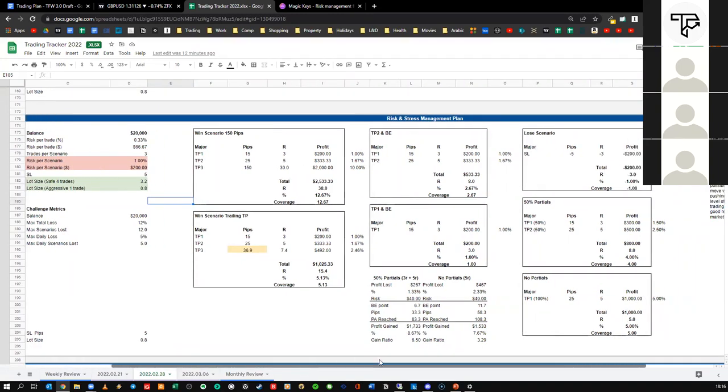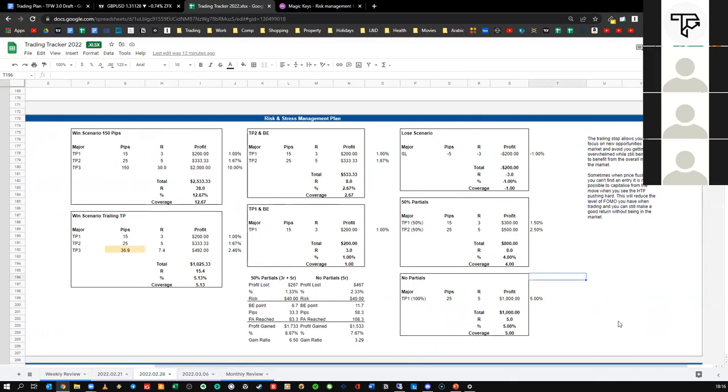In terms of the maths, I've worked quite hard on this and put together what I feel is a good way of, 1, controlling your emotions, 2, making sure you're making good returns from the trade, and 3, not leaving too much profit on the table as well. So I put a note here to say that trailing stop loss allows you to focus on new opportunities in the market and avoid getting overwhelmed while still being able to benefit from the overall move in the market.